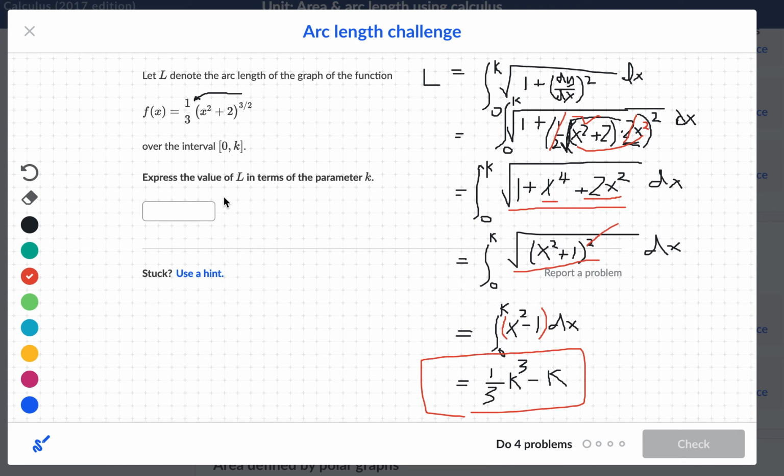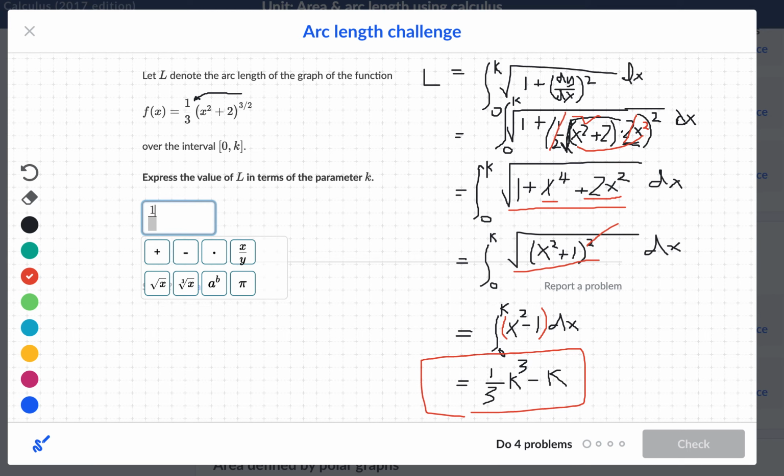So let's see if we type this in now. I would type in 1 over 3, and then what is it, k? Are we allowed to type a k? And then we do to the 3rd, and then we do minus. Oops, that's not a minus, that's a plus. Just catch yourself on these things, sorry. No reason why that should be a minus. That's a plus, and then k. Hopefully that'll work. Yes, we did it.